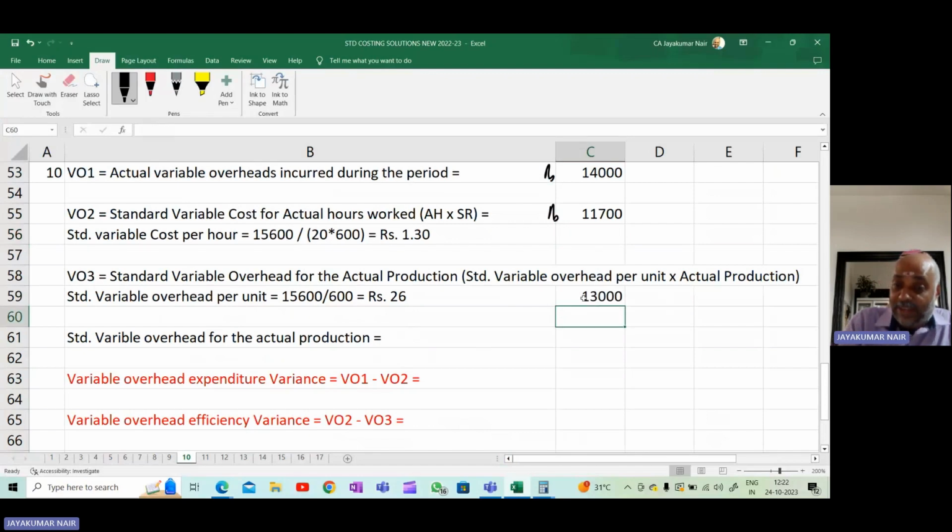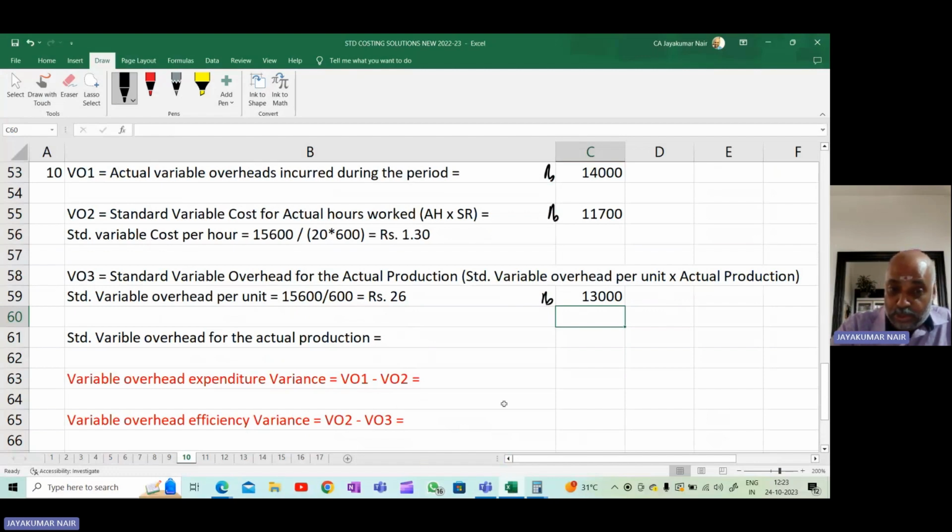Per unit, it is 26. So you get 13,000. So we have to calculate three values, VO1, VO2, and VO3. What is VO1? It is the actual variable overheads incurred during the period. What is VO2? It is a standard variable cost for actual hours worked. And VO3 is standard variable overhead for the actual production.